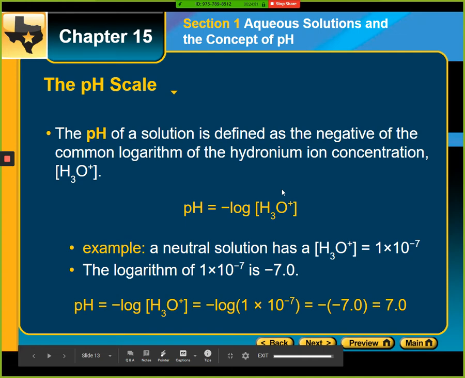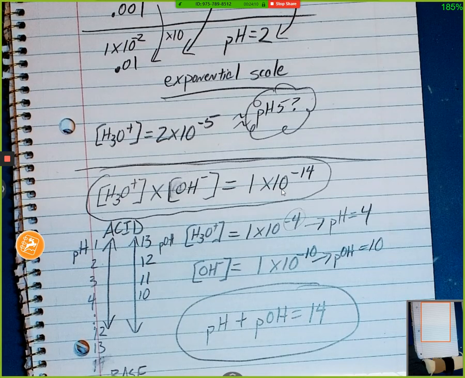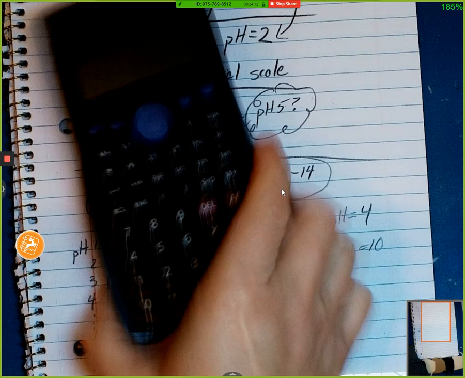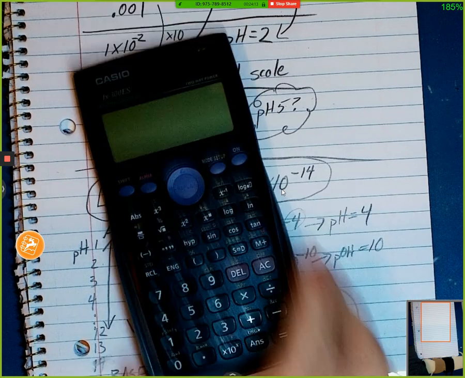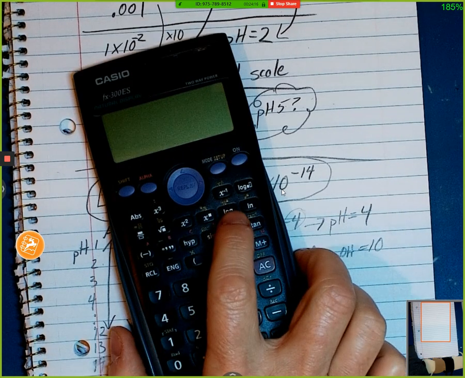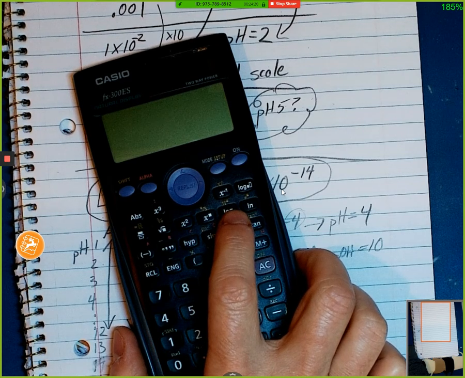I don't have a TI calculator here with me, but I'm going to show you real quick, just on my calculator, what that log looks like. I've got a button that just says log. You've got a button that says log on yours too. If you don't have it in front of you, that's fine. You can look at it later.